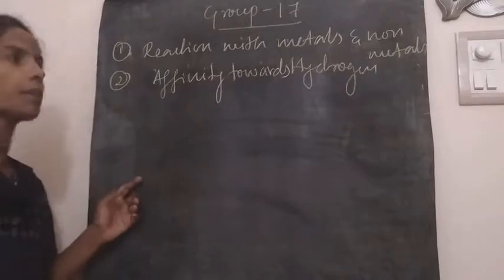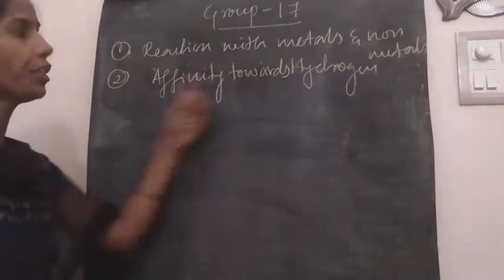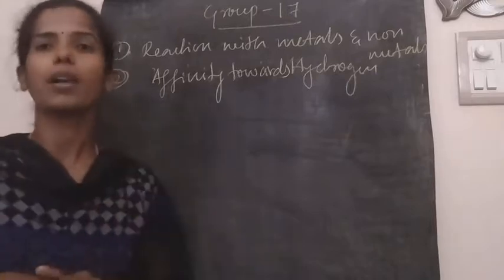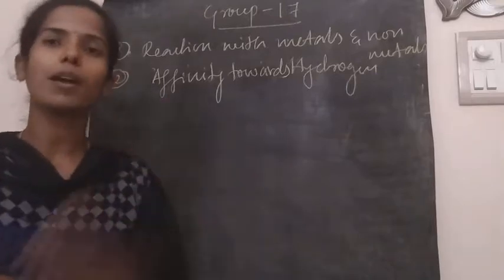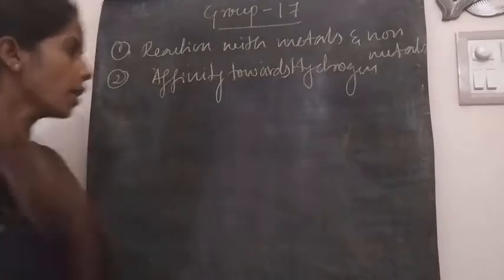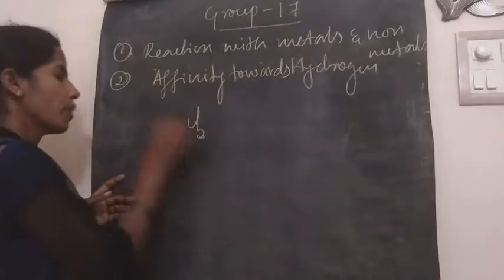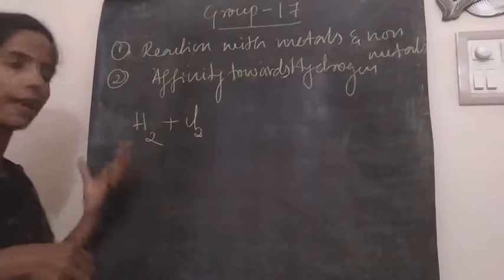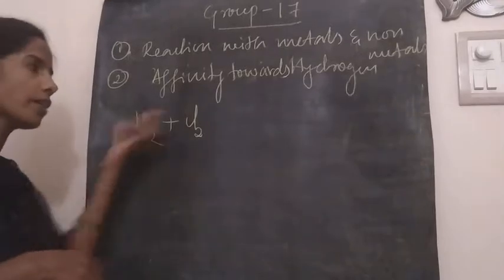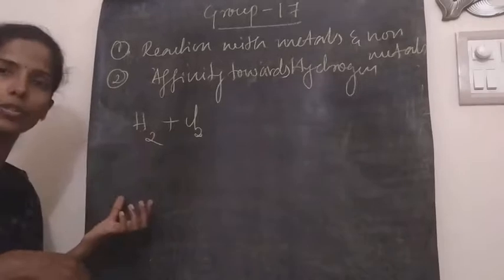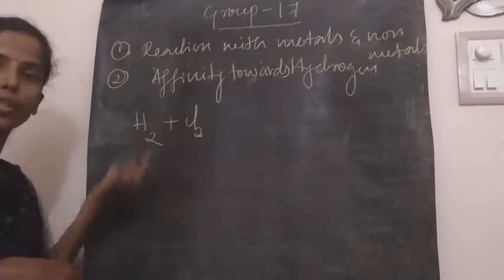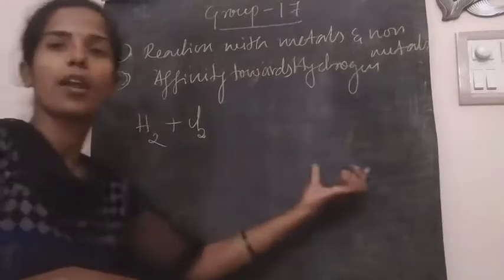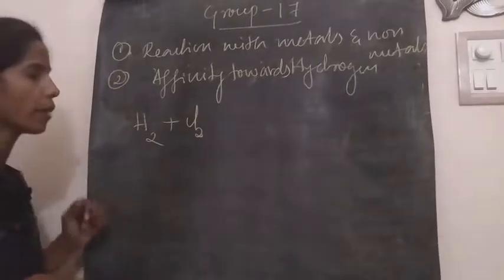And the next chemical property of chlorine is affinity towards hydrogen. Chlorine has a strong affinity towards hydrogen. Chlorine reacts with hydrogen and its compounds, meaning hydrogen containing compounds. When chlorine reacts with hydrogen or any hydrogen containing compound, it decomposes that compound and forms the corresponding hydrogen chloride.